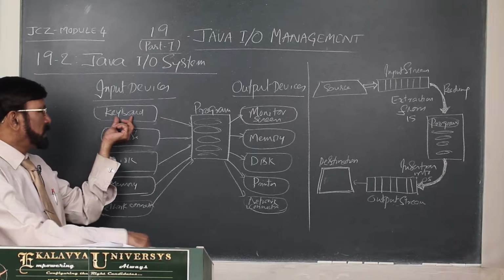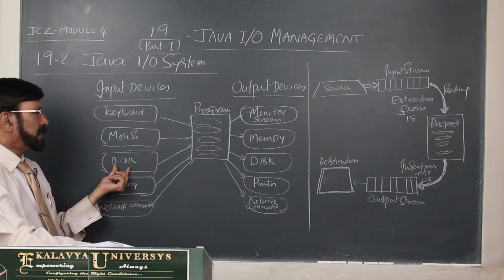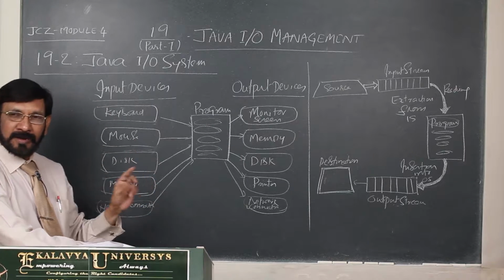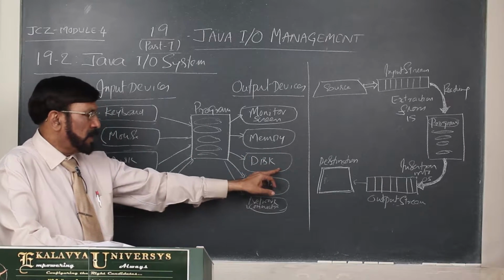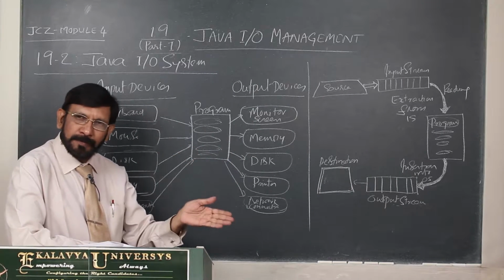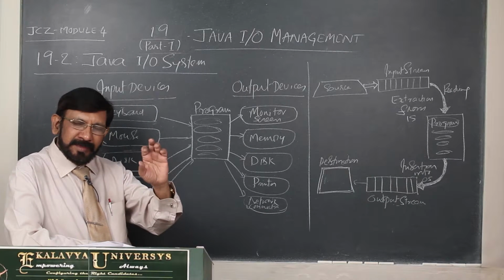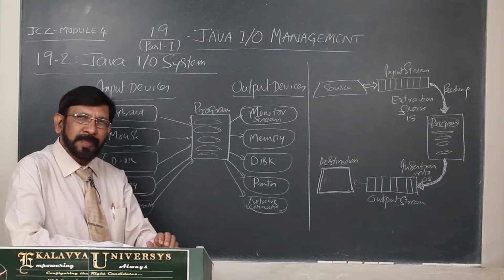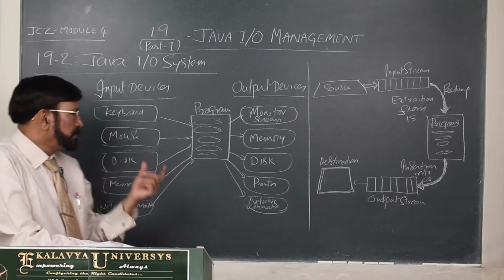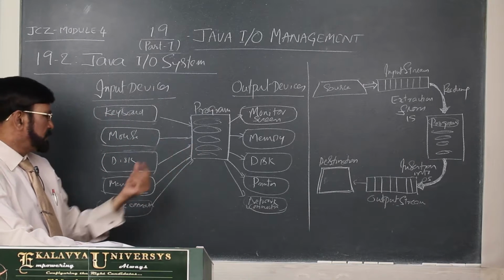Actually, the keyboard is a pure input device. Mouse is a pure input device. Disk has both sides. This is an I/O device. Don't call it simply an input device or output device. Disk is an I/O device, useful for input as well as output. In interviews they ask this type of question because your IQ and presence of mind are very much required. This is purely an input device, this is purely an input device, and disk is an I/O device.